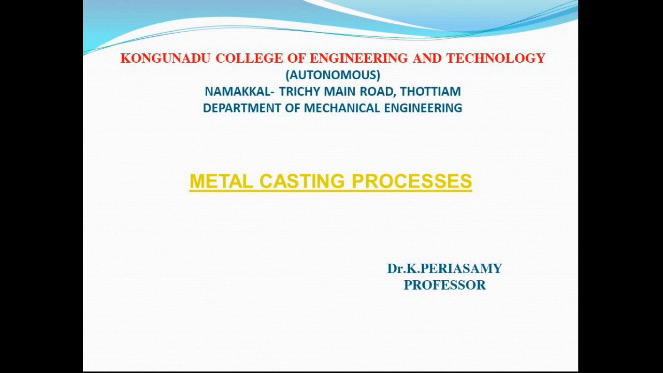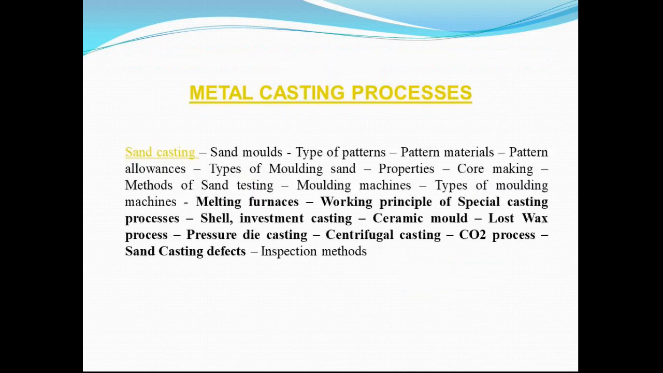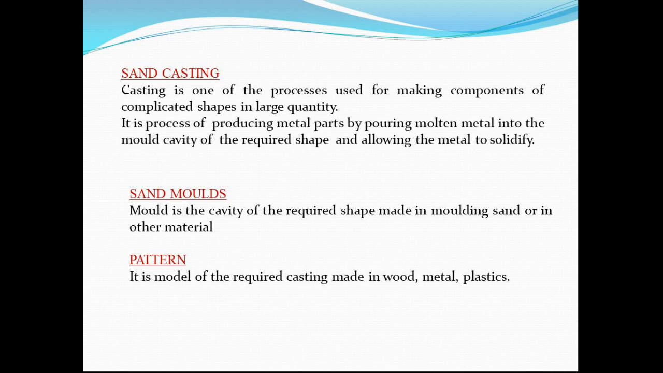Hello everyone. So today's class we are going to discuss the extension of metal casting processes. In the last video presentation we discussed what sand casting, sand mold and pattern are. Sand casting is making a component with the help of molten metal. The metal is poured into the mold cavity, then after solidification we get the final product. So this is the sand casting process.